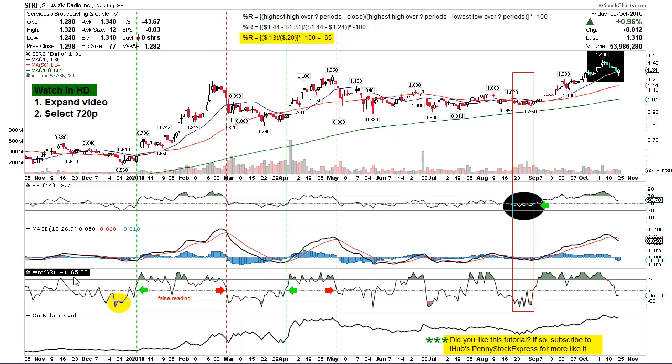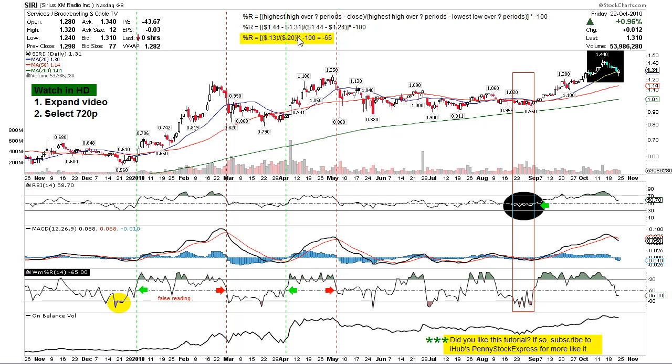So how do we come up with the math on Williams %R? Well, that's pretty simple. Basically, we're looking at the highest high over 14 days minus the close, divided by the highest high over 14 days minus the lowest low. Then you multiply it by -100. So to be very quick with this, 144 is your highest high. Your close is 131. Your lowest low is 124 from Friday.